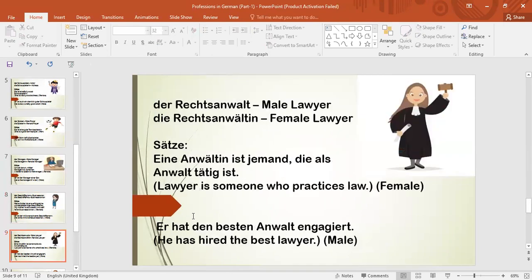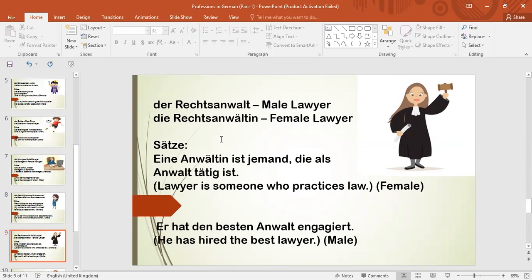Okay, then next we have lawyer. So der Rechtsanwalt is a male lawyer, and die Rechtsanwältin is a female lawyer. Please pay attention here to the spellings. We are using Anwalt here, and in the female we use Anwältin. This is with an umlaut.